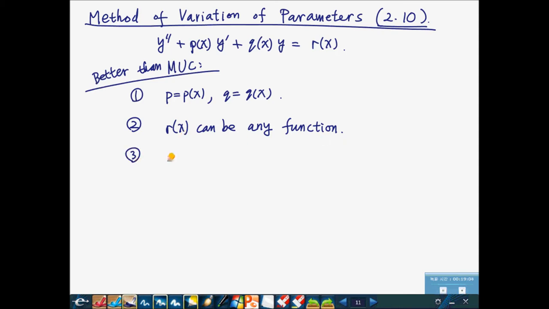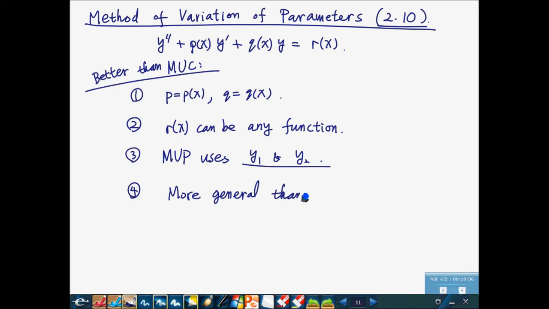And the third feature is MVP uses Y1 and Y2, which are homogeneous solutions, okay? It directly uses Y1 and Y2. That's the special feature of this. So it's the most general. It's a more general method than MUC. Okay, and those are the features of MVP, method of variation of parameters.